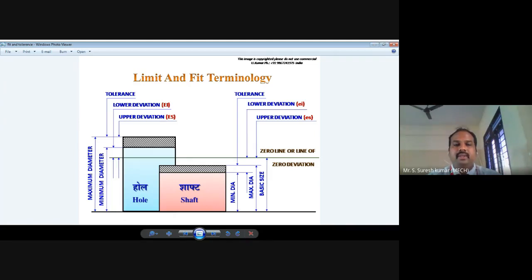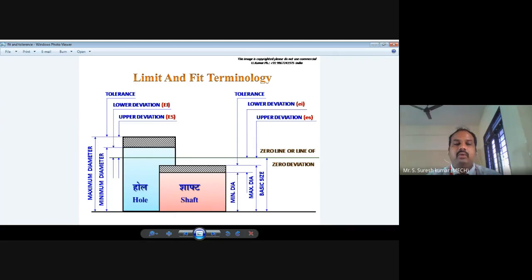The go limit applies to that of the two limits of size which corresponds to the maximum material condition, which means the upper limit of a shaft and the lower limit of a hole. This is checked by the go gauge. Okay, what is meant by go gauge? The go limit applies to that of the two limits of size corresponding to the maximum material condition: first, the upper limit of the shaft, and second, the lower limit of a hole. This is checked by a go gauge.